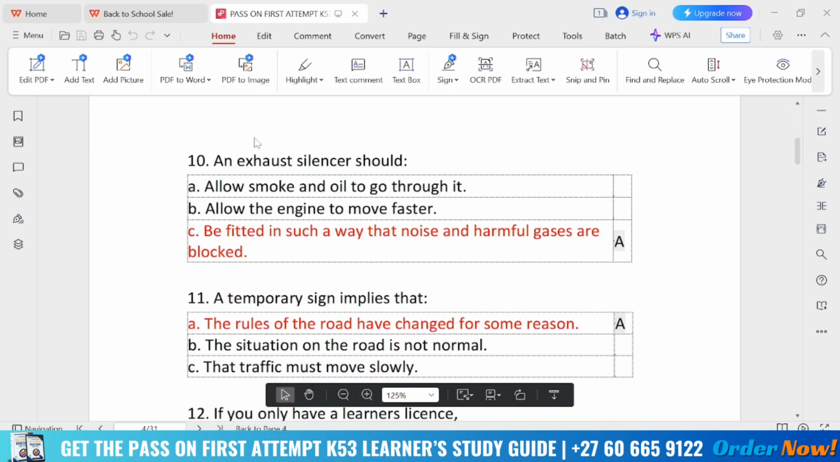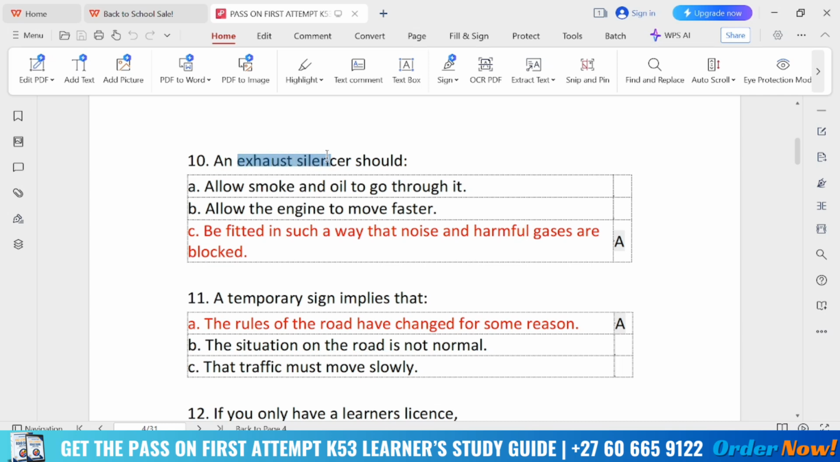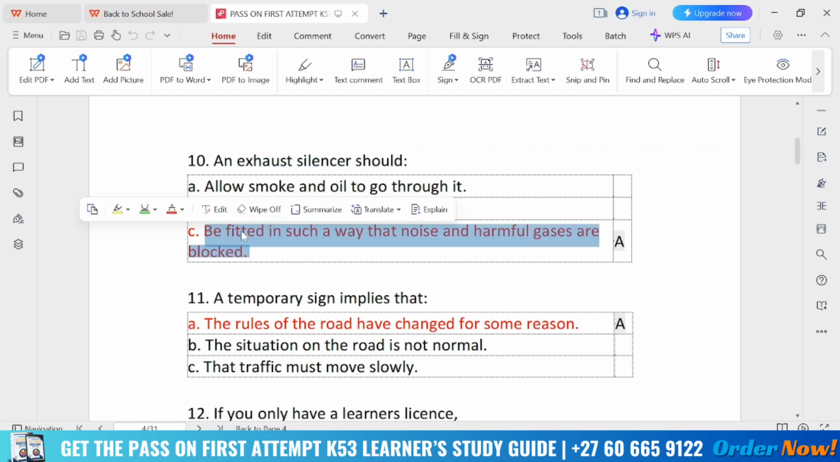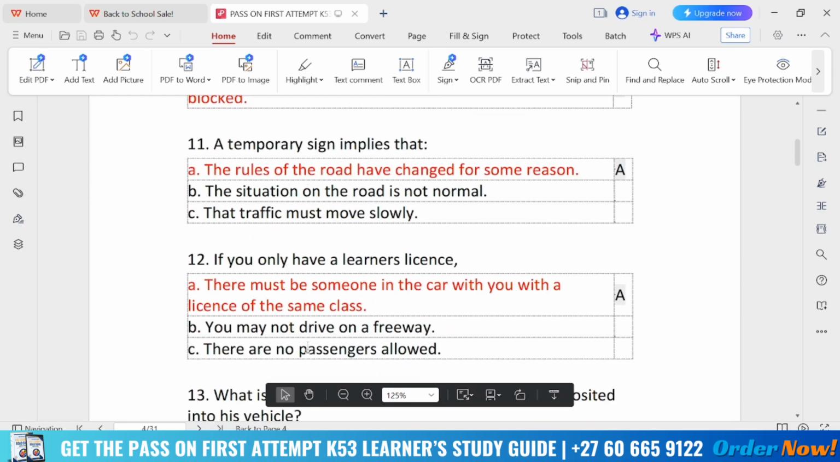Number 10 says an exhaust silencer should, option A, allow smoke and oil to go through it. B, allow the engine to move faster. C, be fitted in such a way that noise and harmful gases are blocked. So an exhaust silencer should be fitted in such a way that noise and harmful gases are blocked. So this one is our correct answer here, guys. Okay, let's move on to number 11.